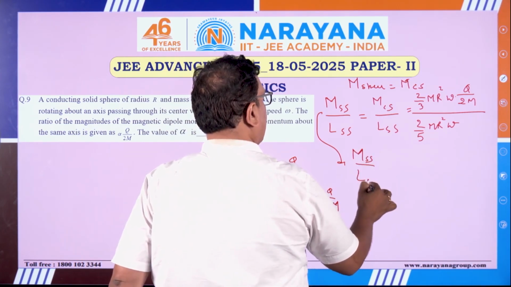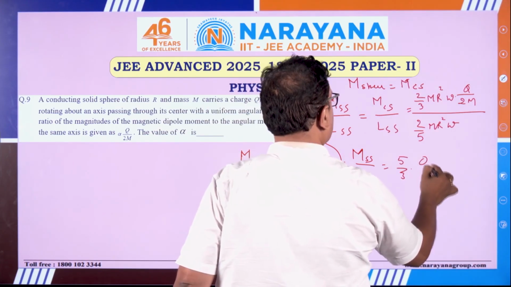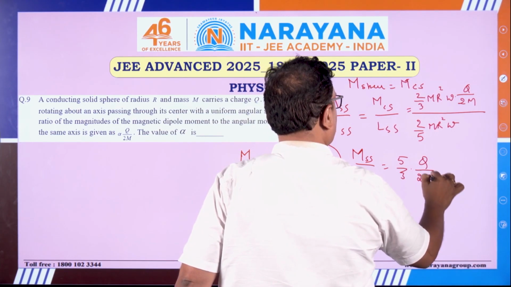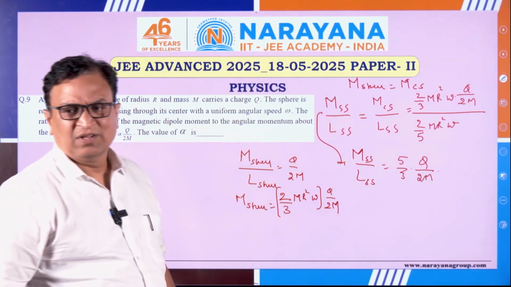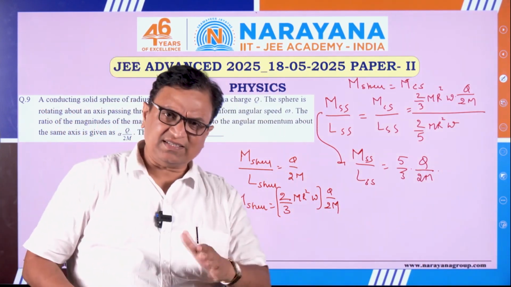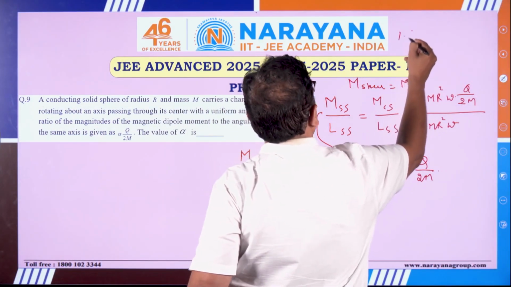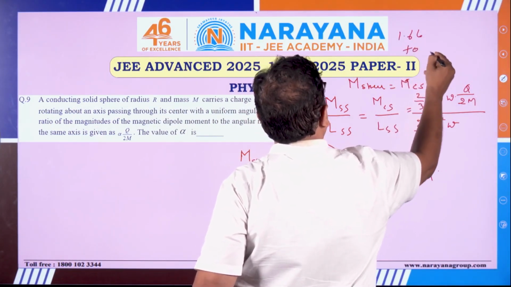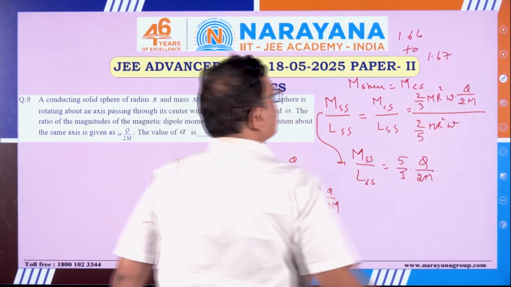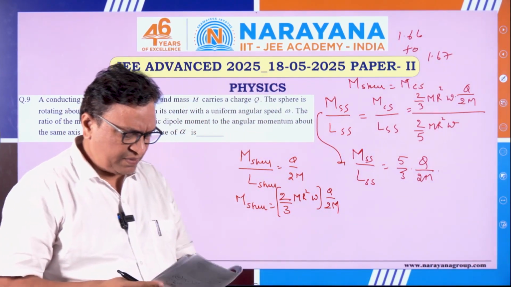MSS by LSS is simply 5 by 3. Your answer is 5 by 3 because it is numerical type, 1.66 or 1.67. Anything will be the answer for this. 1.66 to 1.67, anything is an answer for this. You put any of these, you will get the answer right.